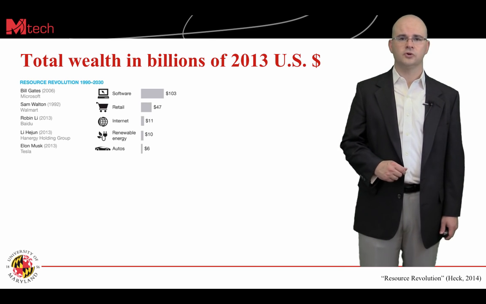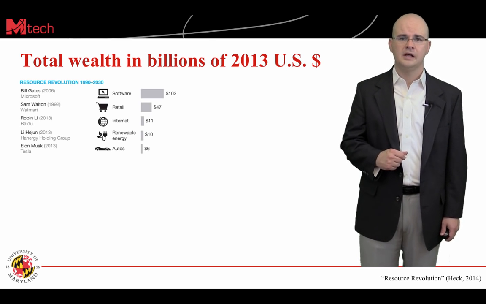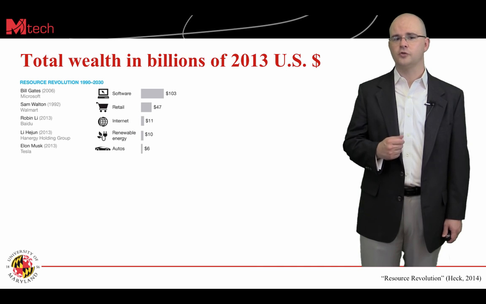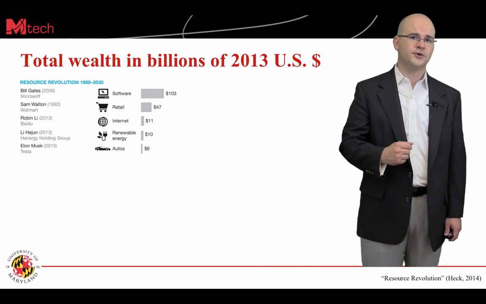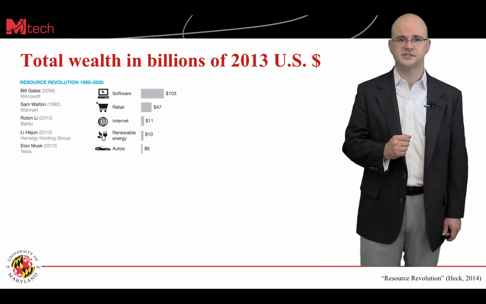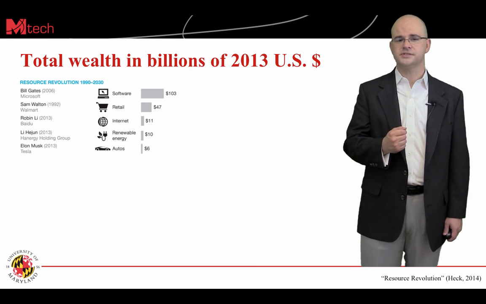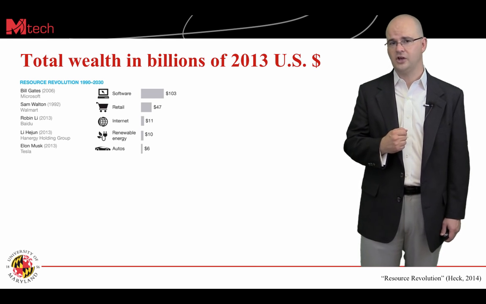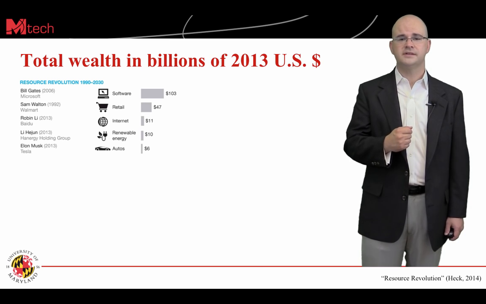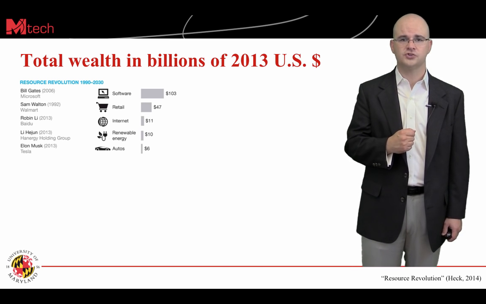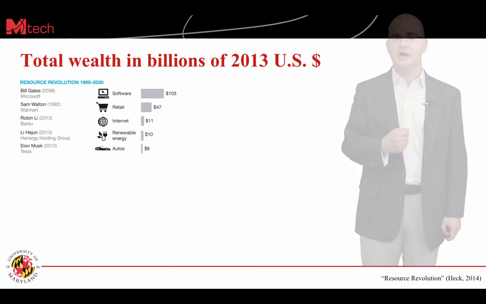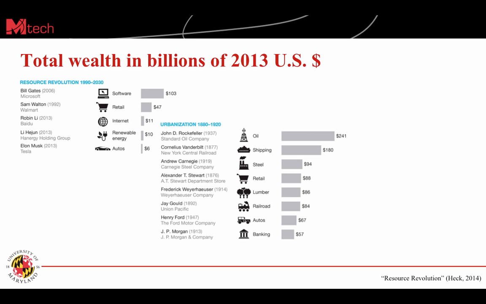And with our resource revolution, there are names we know. There are the software, the retail, the internet, the energy and auto tycoons that have come in recent years, the Gates, the Waltons, Elon Musk, and other names that we know, who are doing tremendous things and are having great success in their ventures and realizing their visions. They're not the first. They're not the wealthiest either.